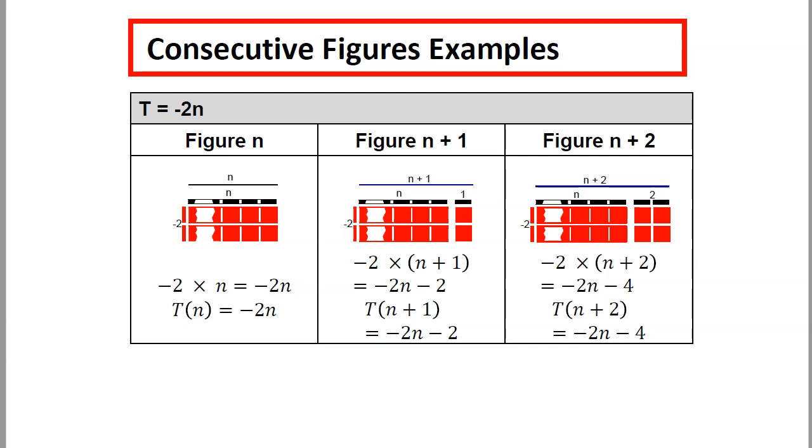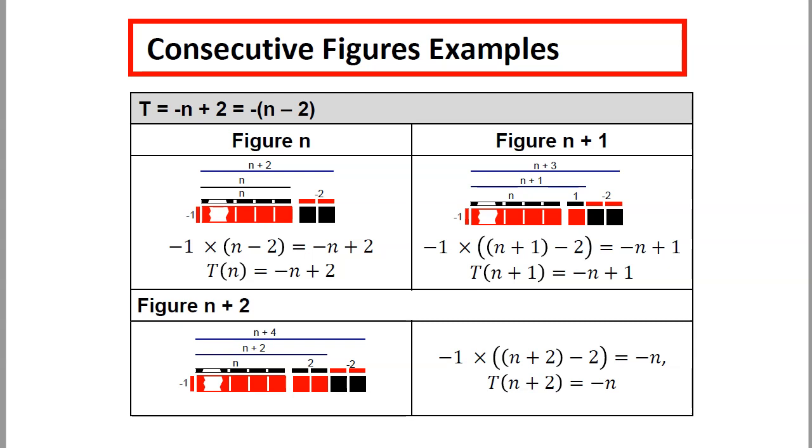Then for figure n plus 1, each of the red strips grows by 1, so that grows by 1 red tile. And you can see the growth pattern and the symbolic equation all match. When we put n plus 1 into negative 2n, we end up with negative 2n minus 2, which matches our 2 red n strips and 2 red tiles. Then figure n plus 2 will have 2 red strips and 4 red tiles, or negative 2n minus 4.